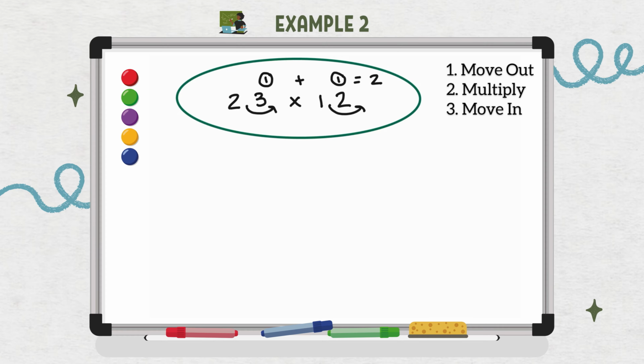Now we're going to go into step 2 and multiply like normal. So that gives us 23 times 12.